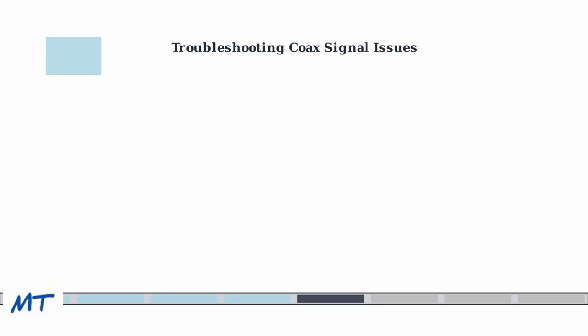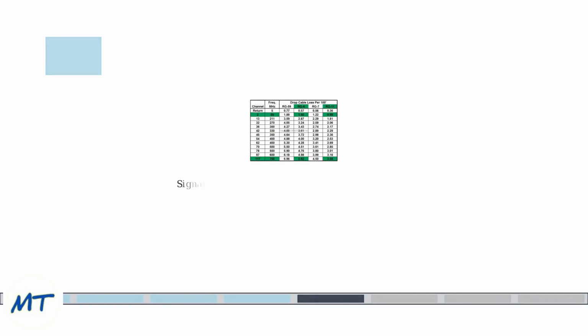Weak coax signals often cause the welcome screen to get stuck. Start by checking for signal splitters between the wall outlet and your DVR. To understand signal loss, look at this cable loss table. Different cable types lose signal over distance, and splitters add to this loss.